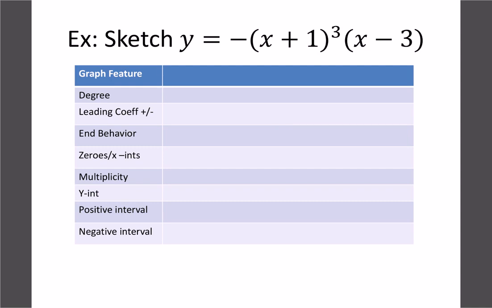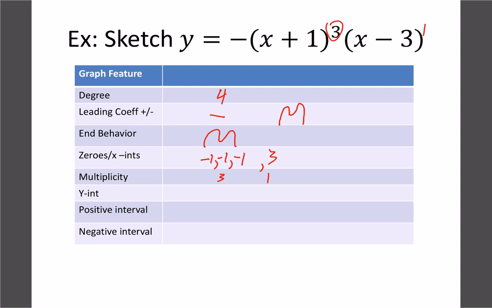We know it's a degree, we have 3 and 1, so we have a degree 4 in this case. Leading coefficient's negative. So we know a 4th degree then is going to be like an upside down W. So our end behaviors are going to be, like I said, down and down. Our zeros and x-intercepts, we know we've got negative 1, negative 1, negative 1. We have 3 of those. And then we're going to have 1 at positive 3. So our multiplicity, we have 3 and 1.